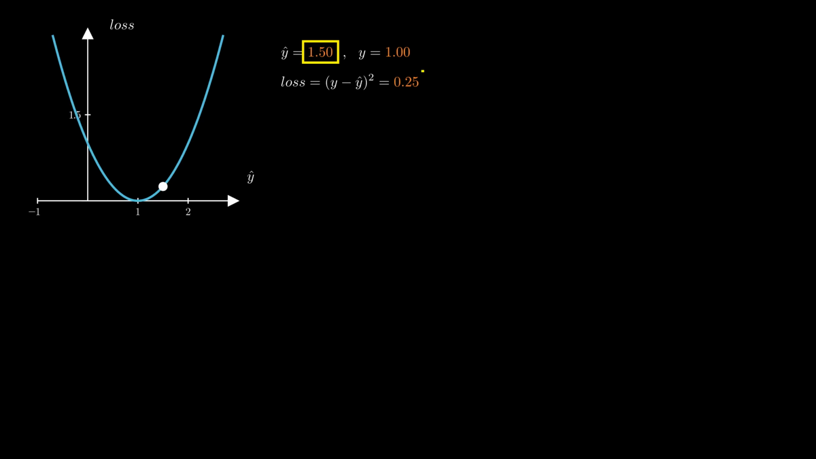Now the prediction at the current point is 1.5 and the loss is 0.25. If we change the value of prediction, you can see that the loss also changes. The question is, at a given point, should we increase the value of prediction to reduce the loss? Or should we decrease the value of prediction to reduce the loss? Also, how much should we increase or decrease?